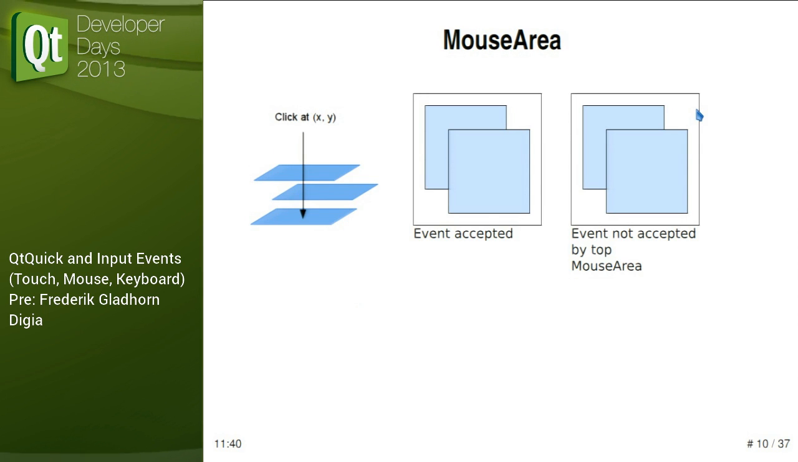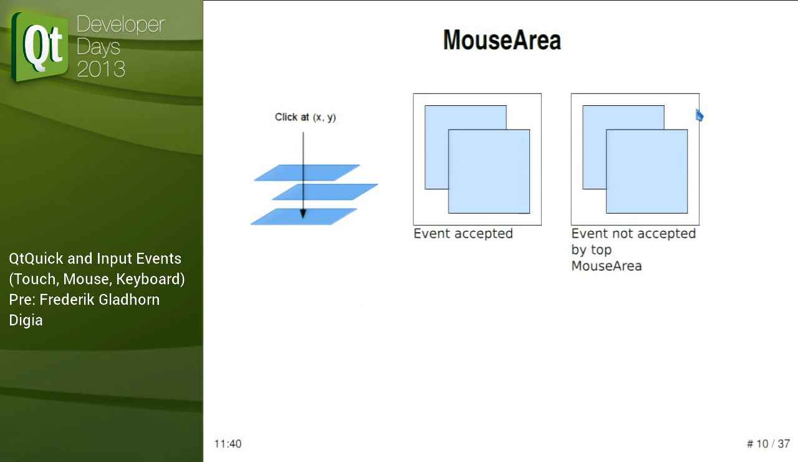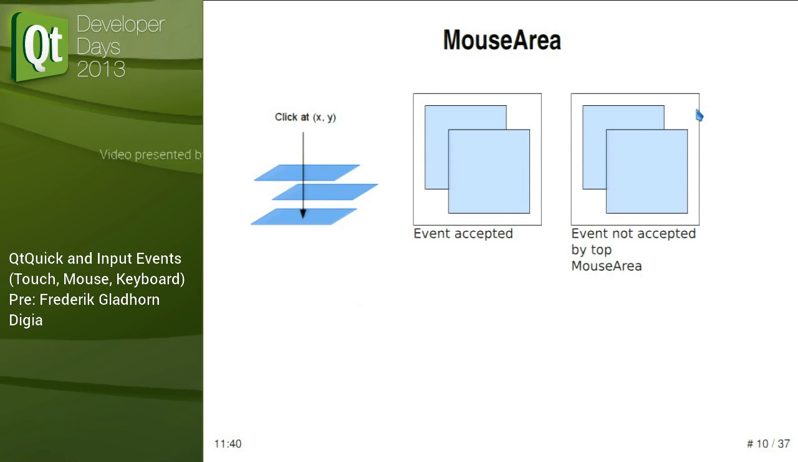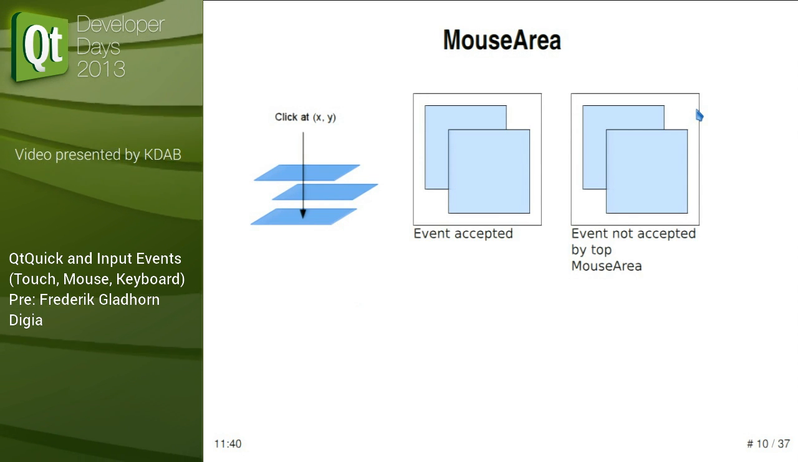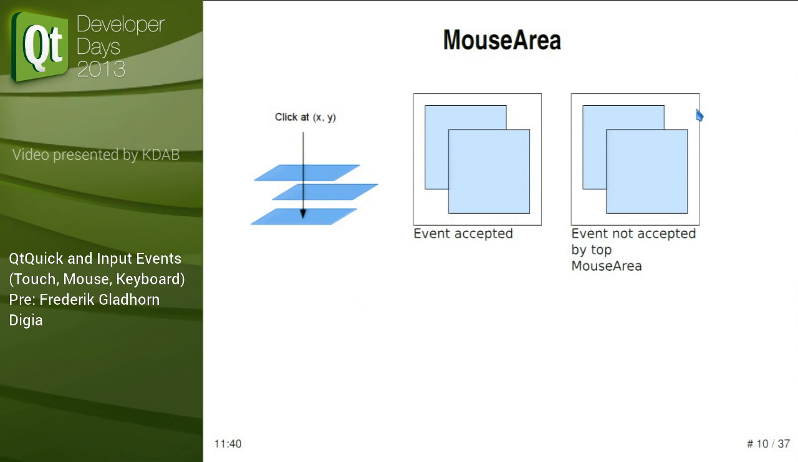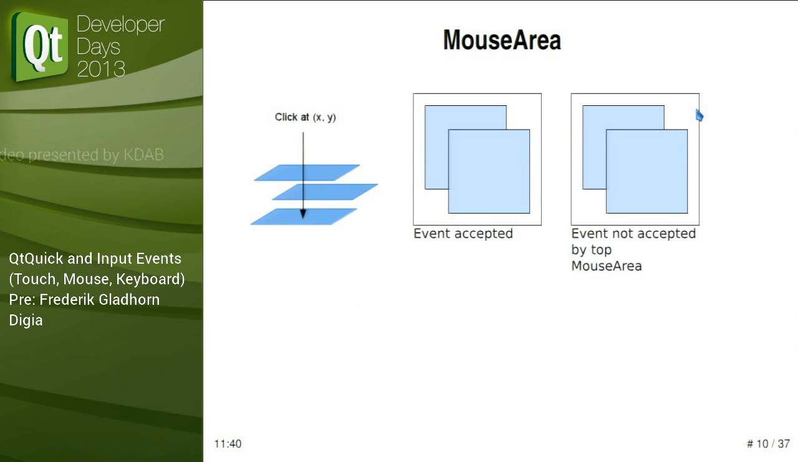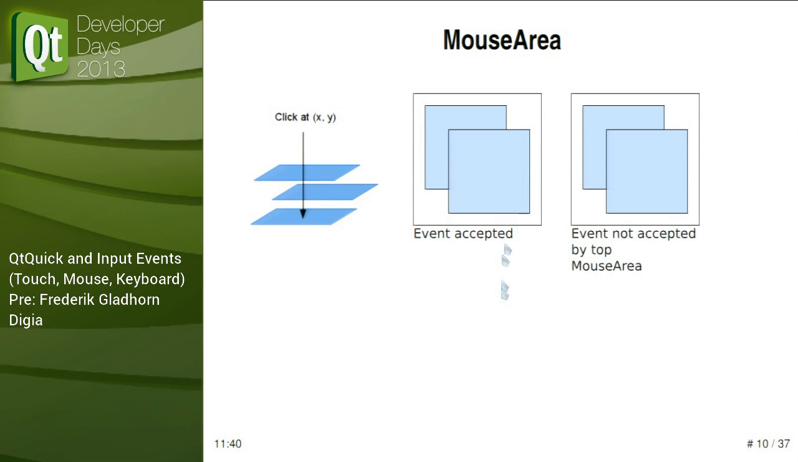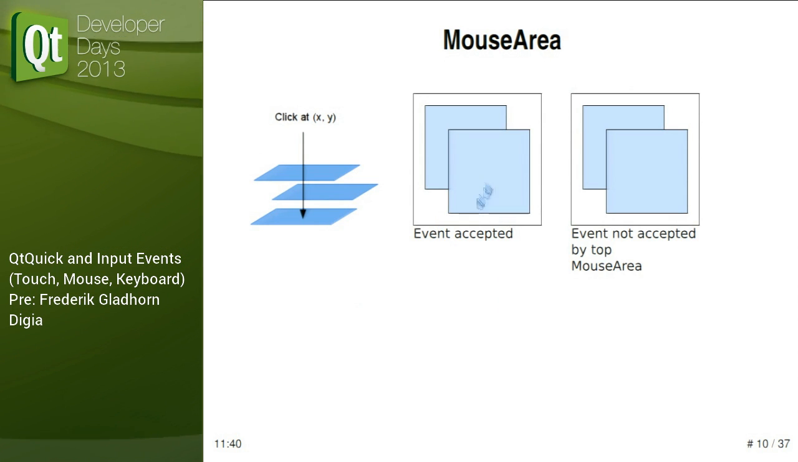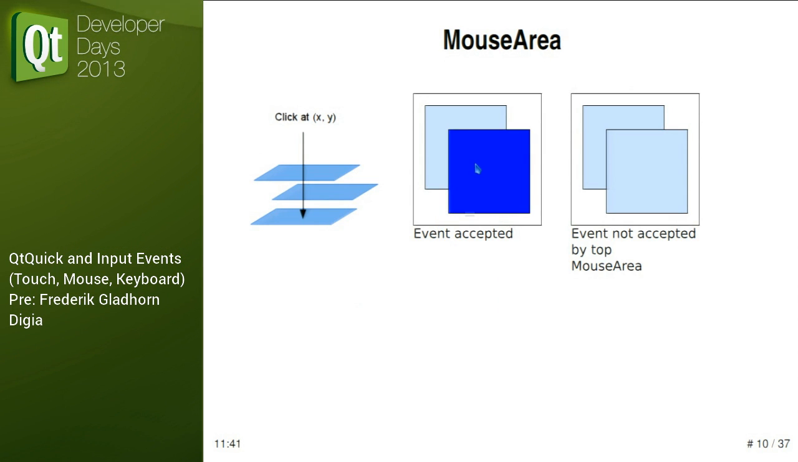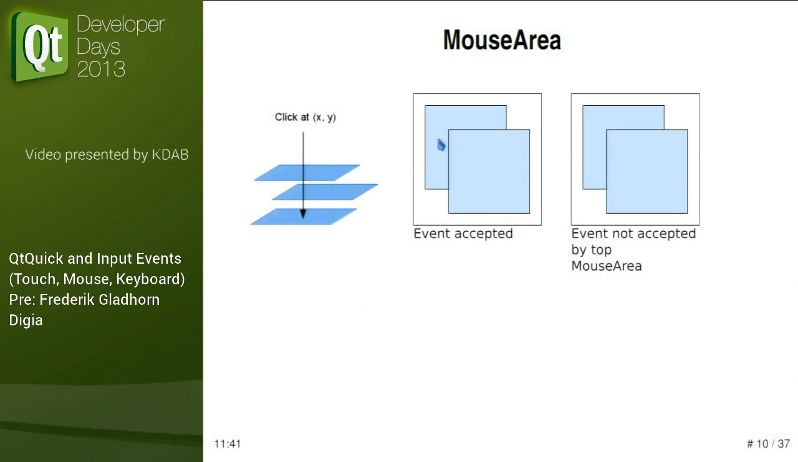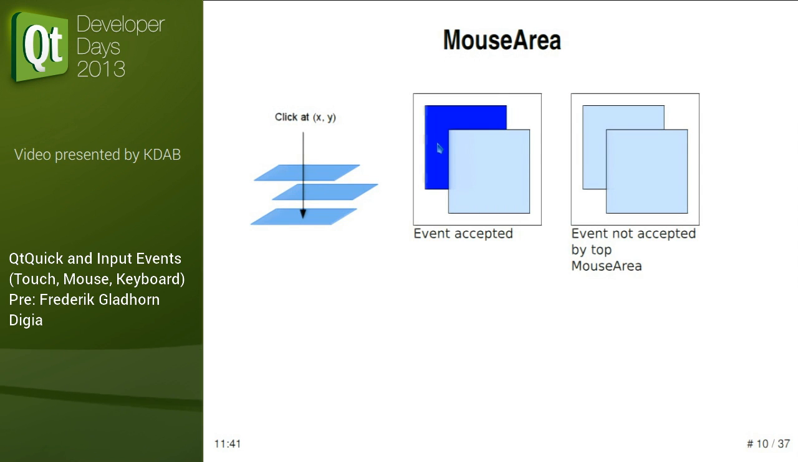To visualize that, if we have a click at a certain position and we have 3 items, actually in the example I reduced it to 2, that was easier to draw. The question is, how does the event move? All of these rectangles here on the left, they simply accept a mouse event. So if I click, the topmost mouse area will get the event, it accepts, and the event is done. And the bottom one, if I click it, well, it works as expected.